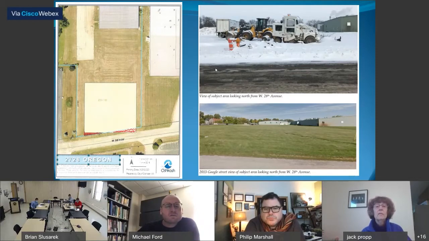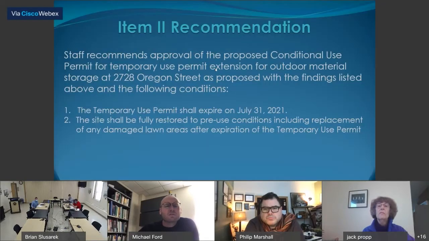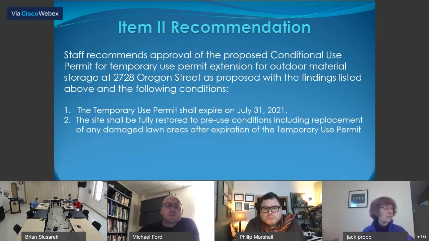Staff is recommending approval of the conditional use permit with 2 conditions. One is that the TUP shall expire on July 31st of this year, and also after the TUP expires, the site shall be fully restored to the pre-use conditions. That includes full replacement of any damaged lawn areas. So with that, staff recommends approval of the conditional use permit with the stated conditions.